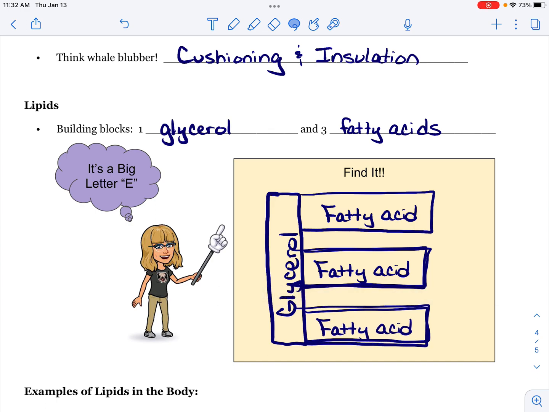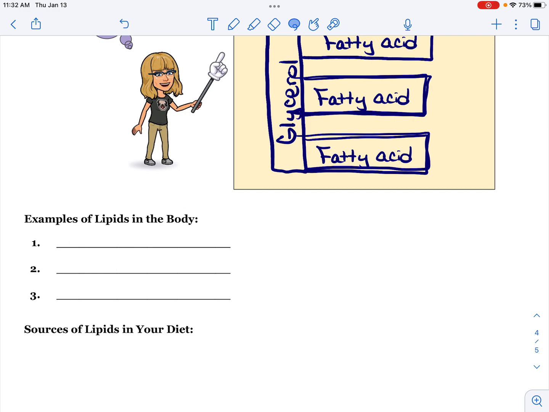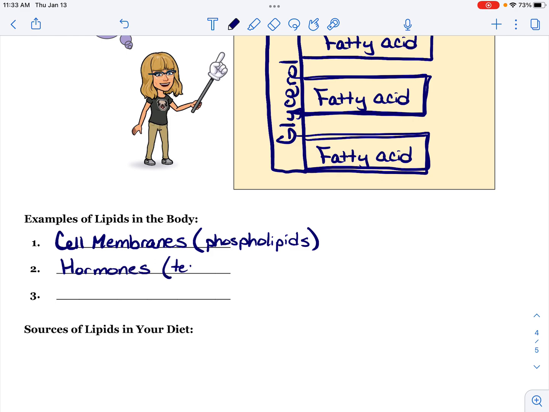Okay, there we go. Some examples of lipids in the body. Well, remember they make up the phospholipid bilayer of cell membranes. We also have some hormones in our body that are made up of lipids, like testosterone, and estrogen, and insulin, and cholesterol.